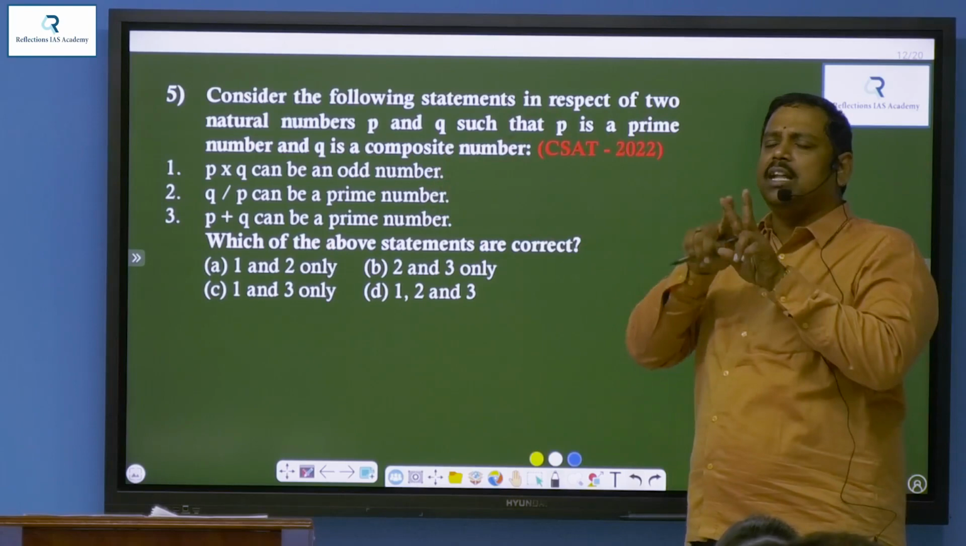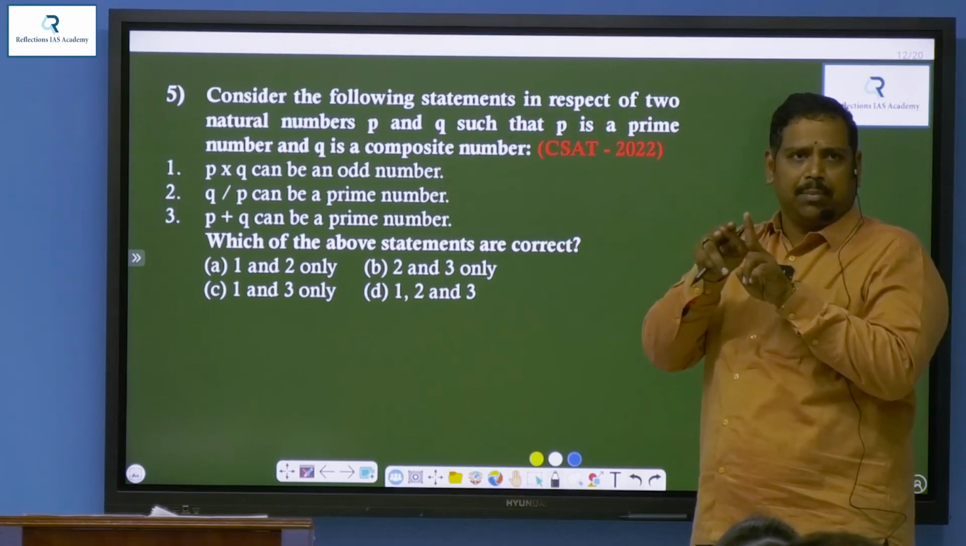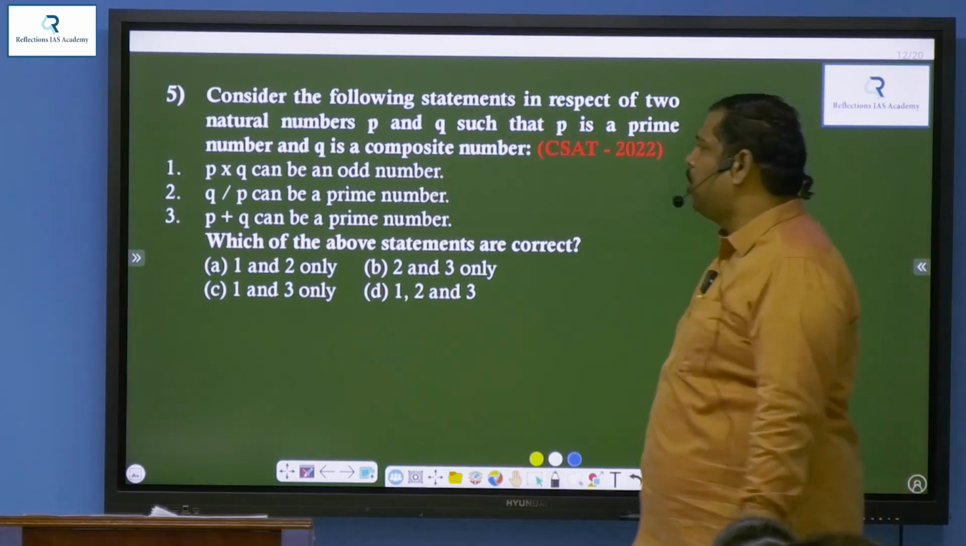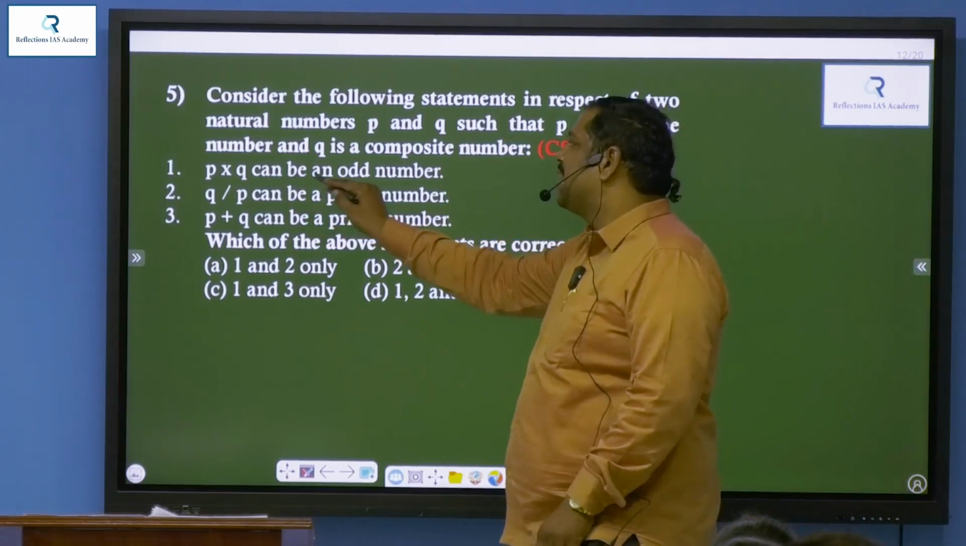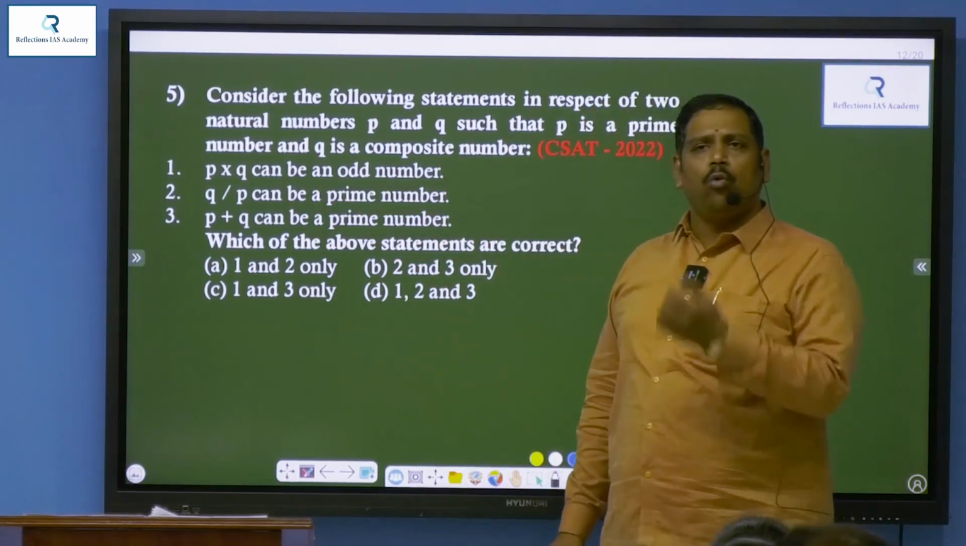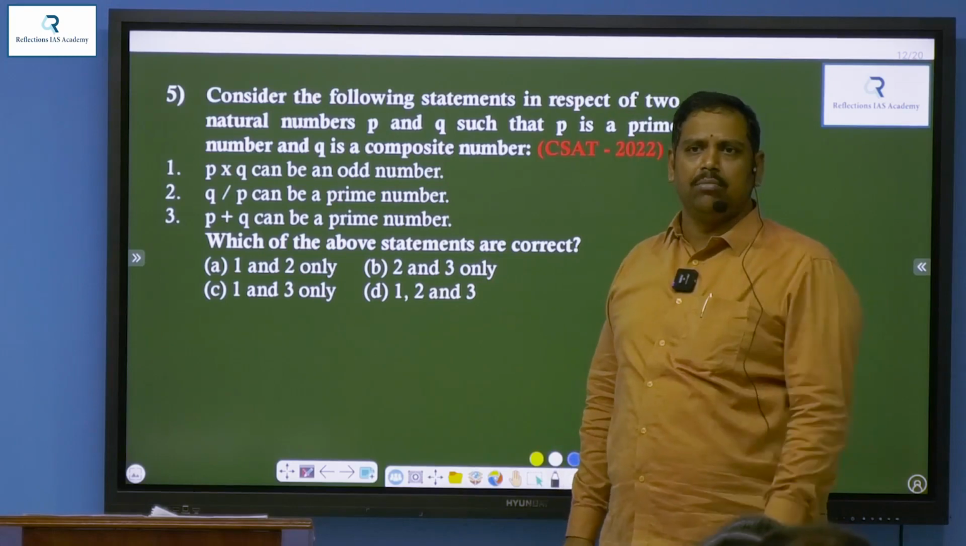Okay, then check the prime number for both. Okay, good. What do you say? P into Q can be an odd number. Alright, what is the most beautiful word in this question?